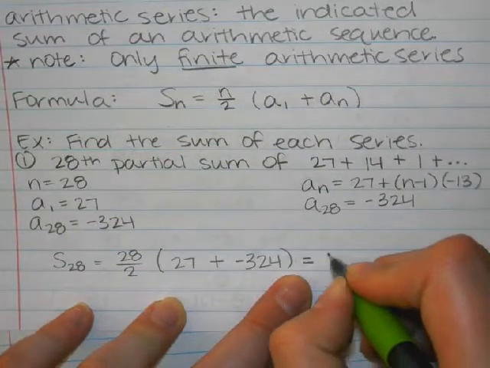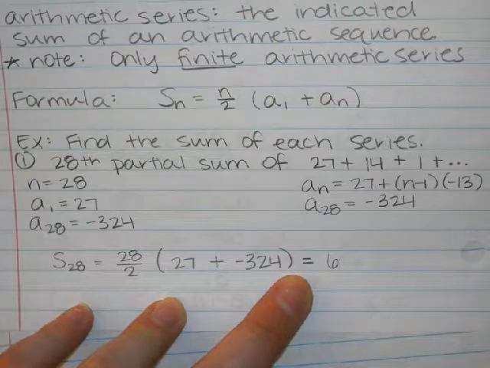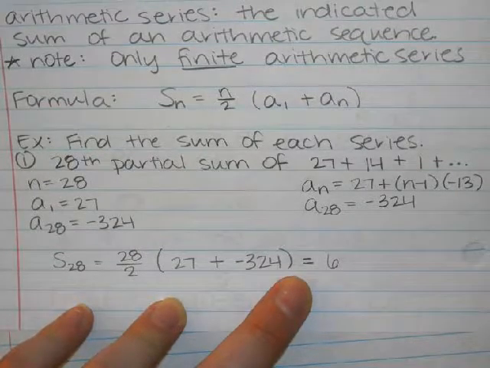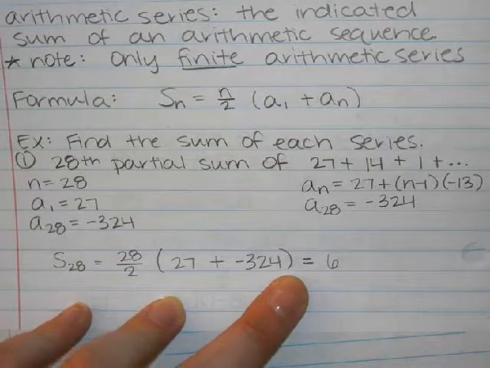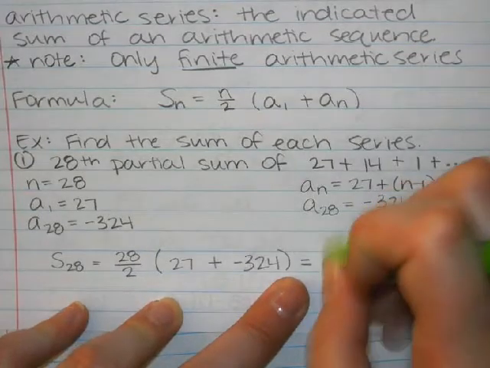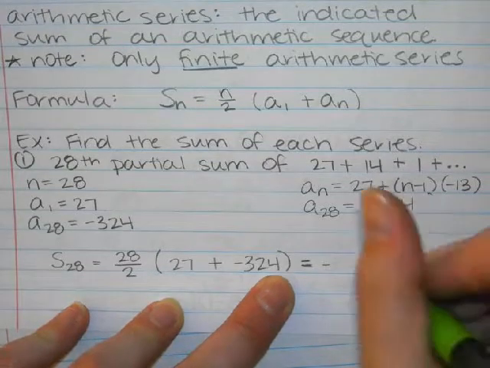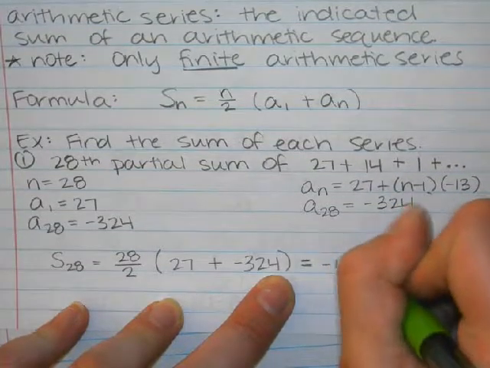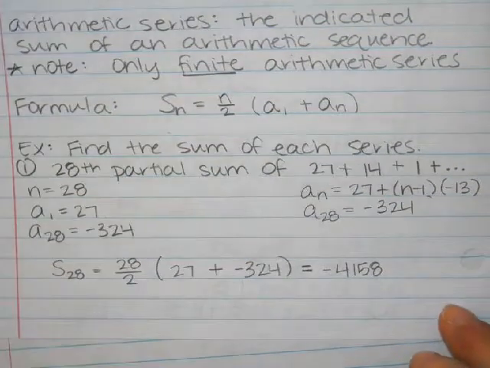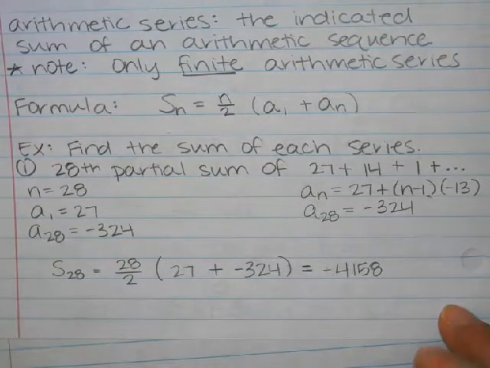Starts with a 6. Oh no, that's the next problem. It starts with a 4. It's a negative number. Sorry. It starts with a 4. Yeah, 4,158. Sorry, I was looking at the next problem. All right. Did we get that okay?